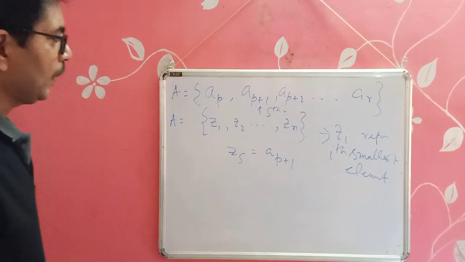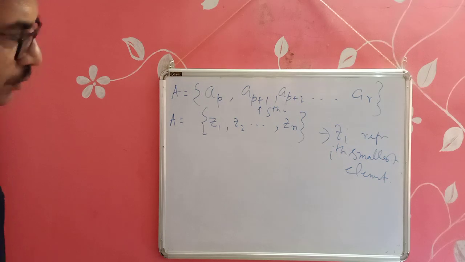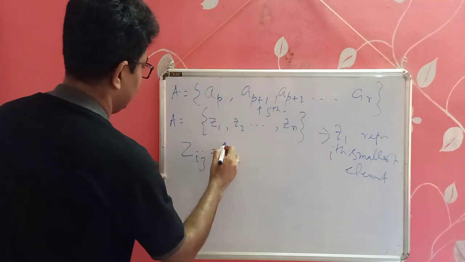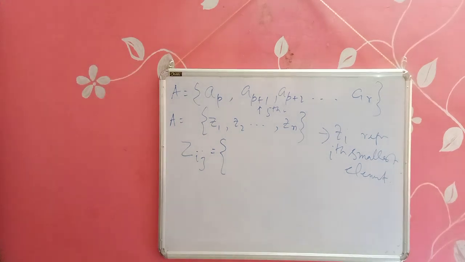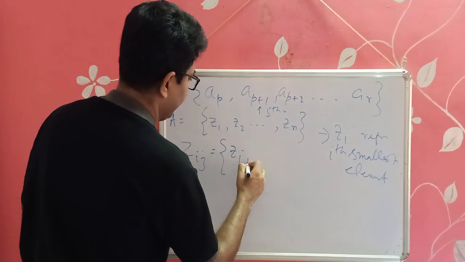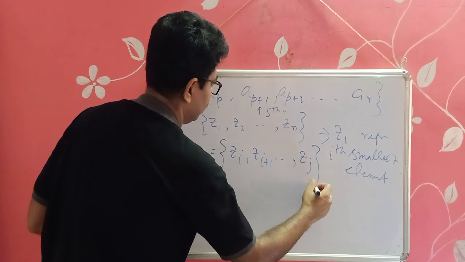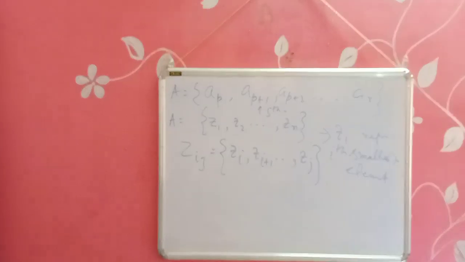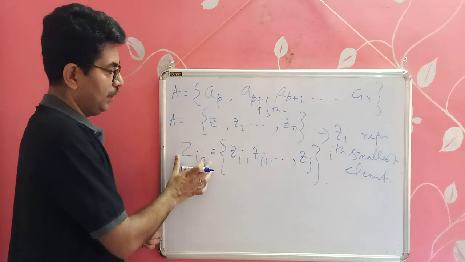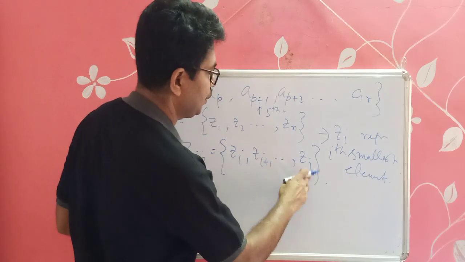Okay. And we are defining a set Zij, where we define the elements as Zi, Zi+1, ..., Zj. That is inclusive of Zi and Zj. So we are considering a set Zij which contains the elements Zi to Zj.